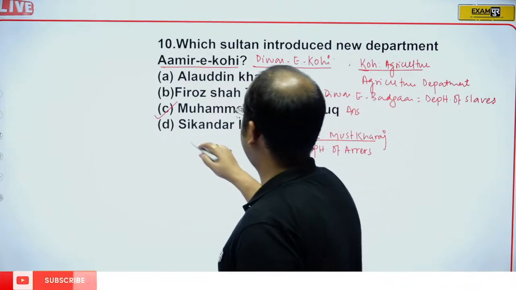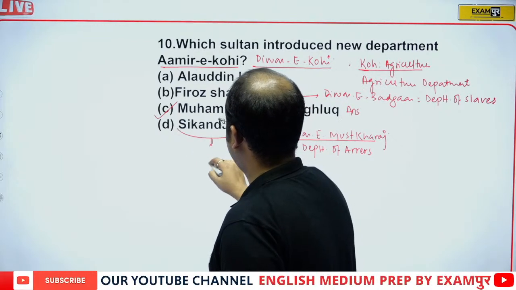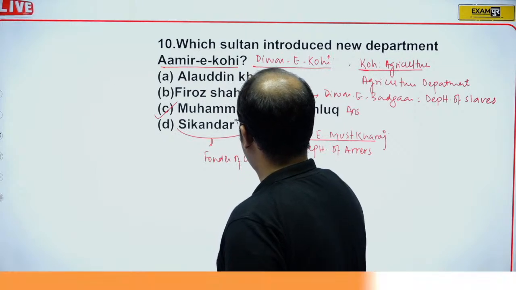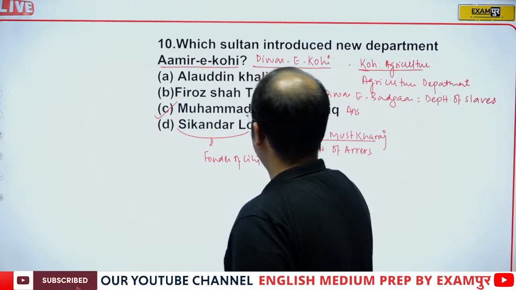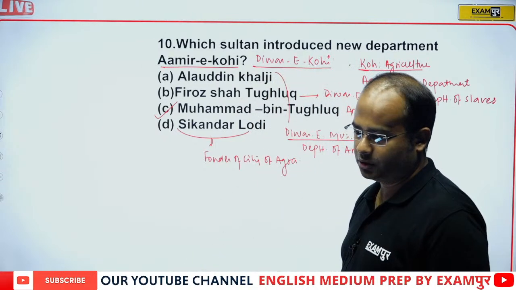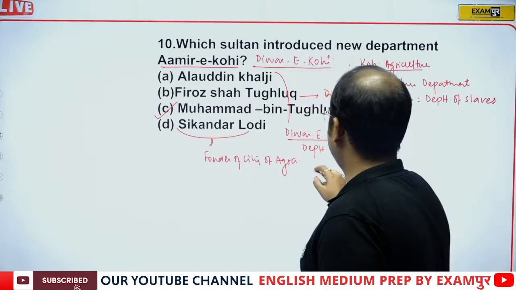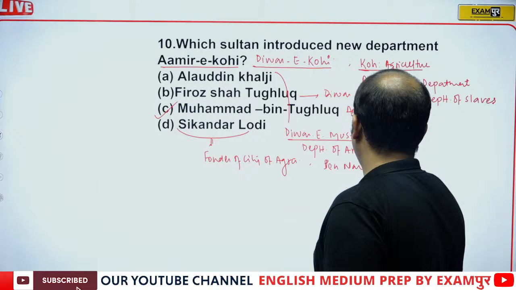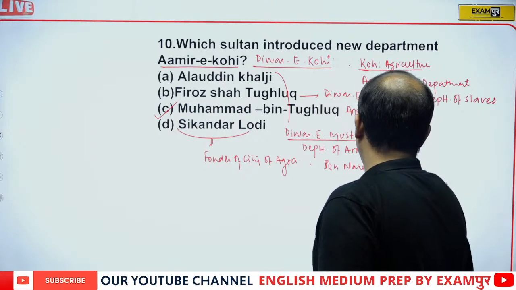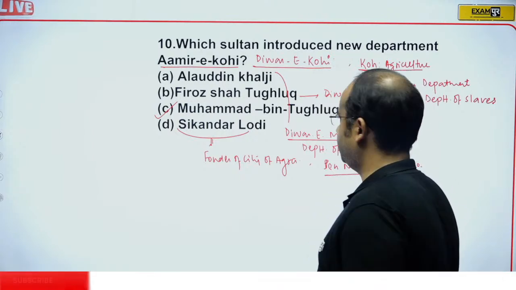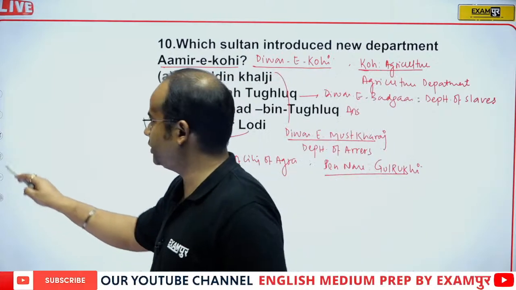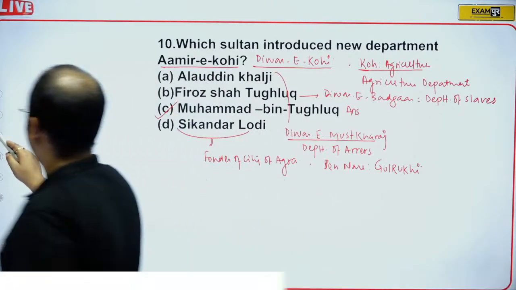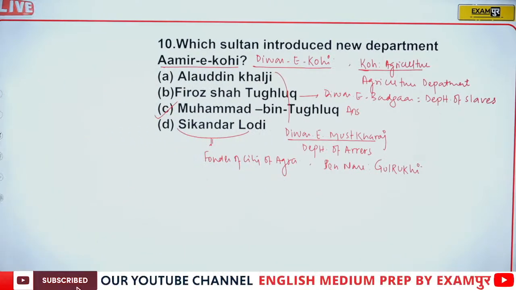And Sikandar Lodi was the founder of the city of Agra. Sikandar Lodi's pen name was Gulrukhi. So he used to write poems in the Persian language by the pen name of Gulrukhi.